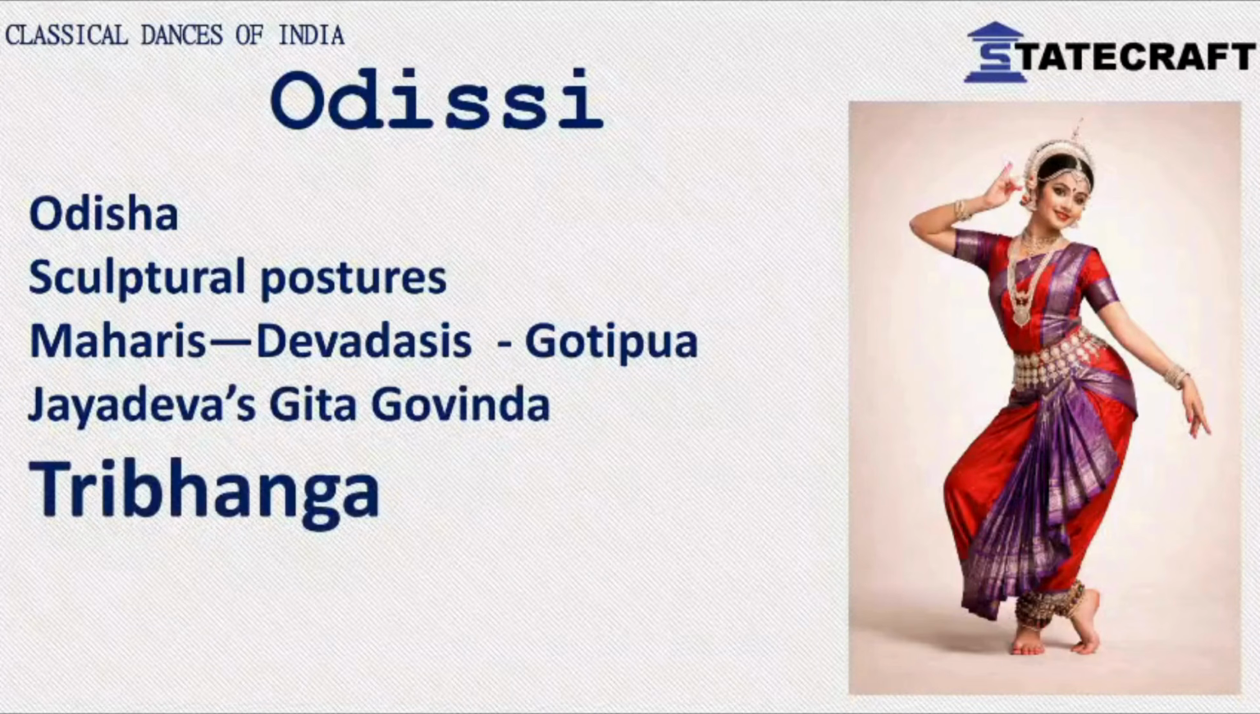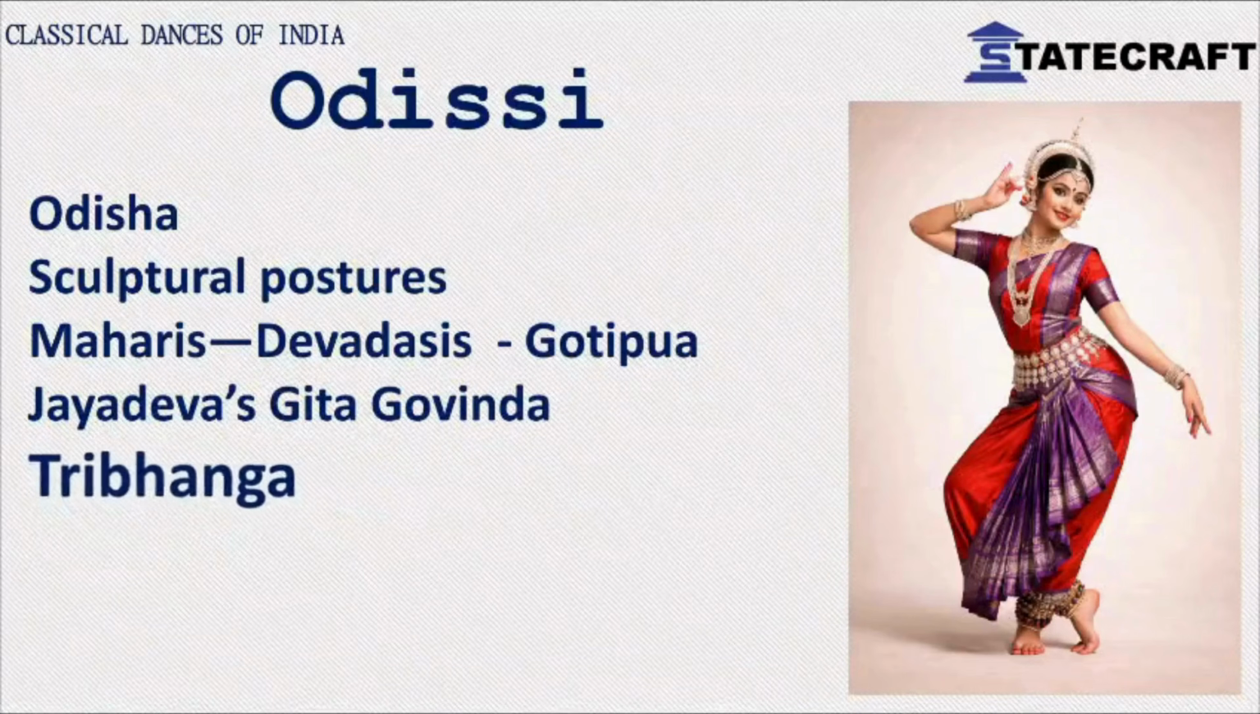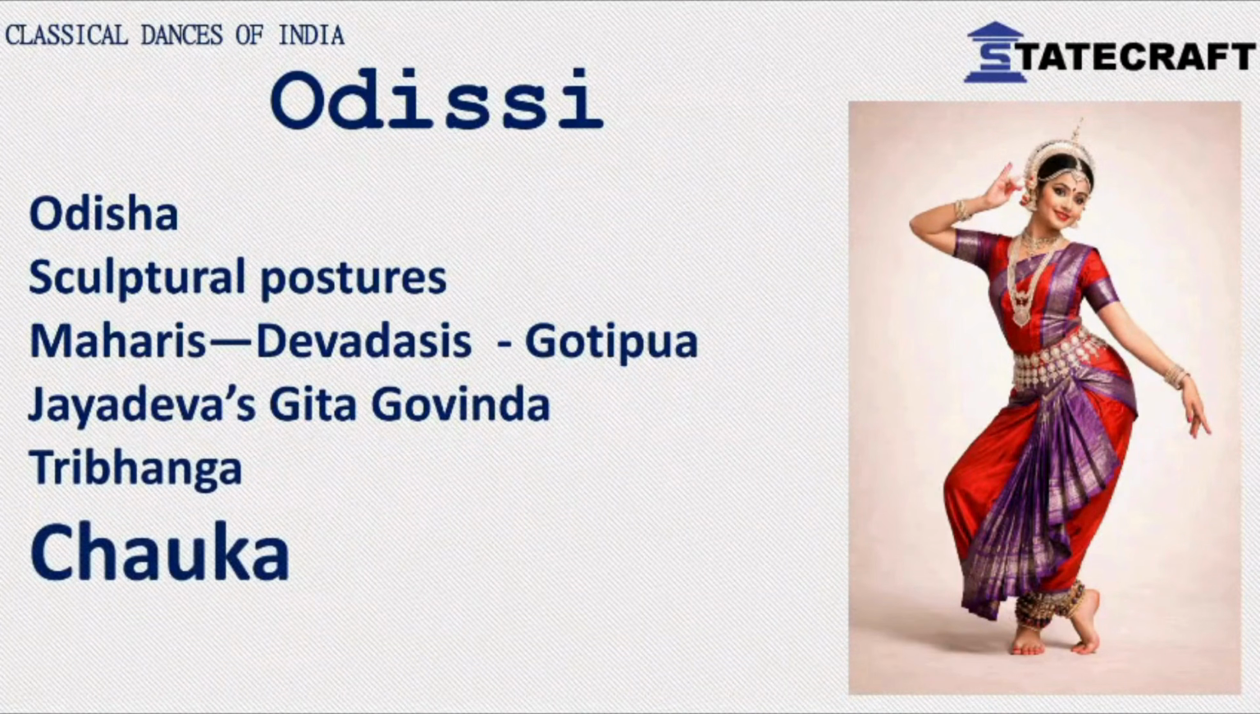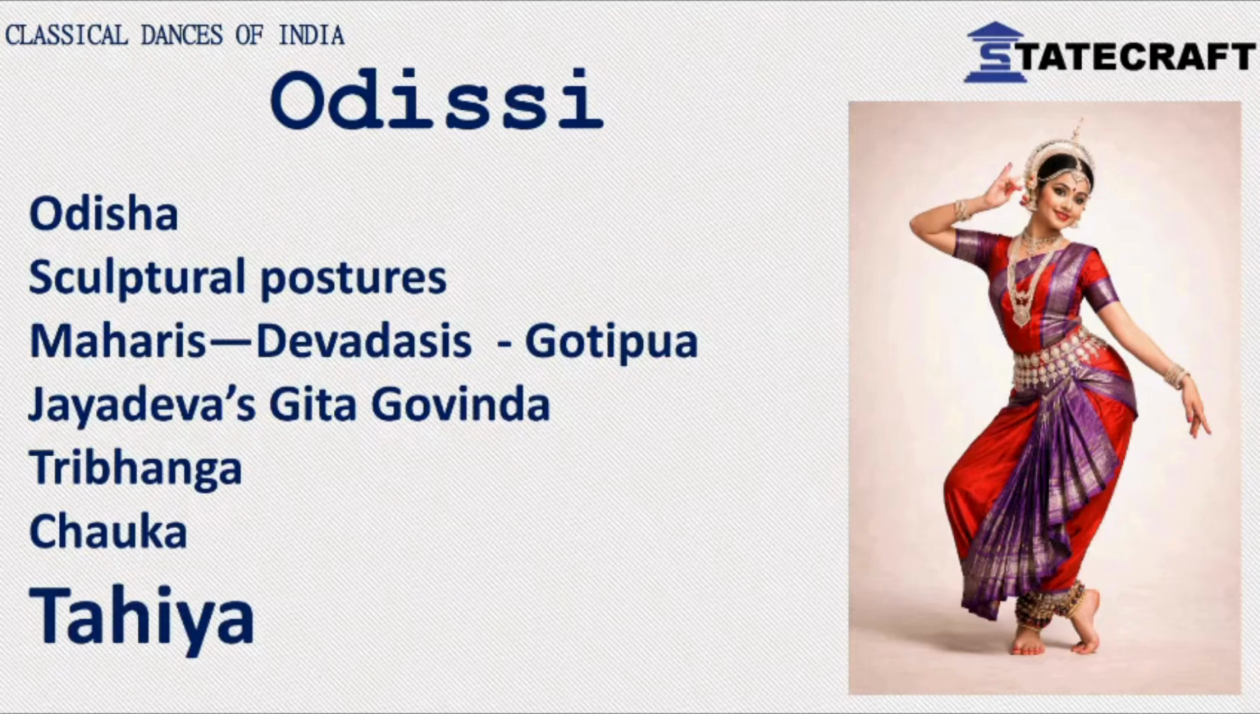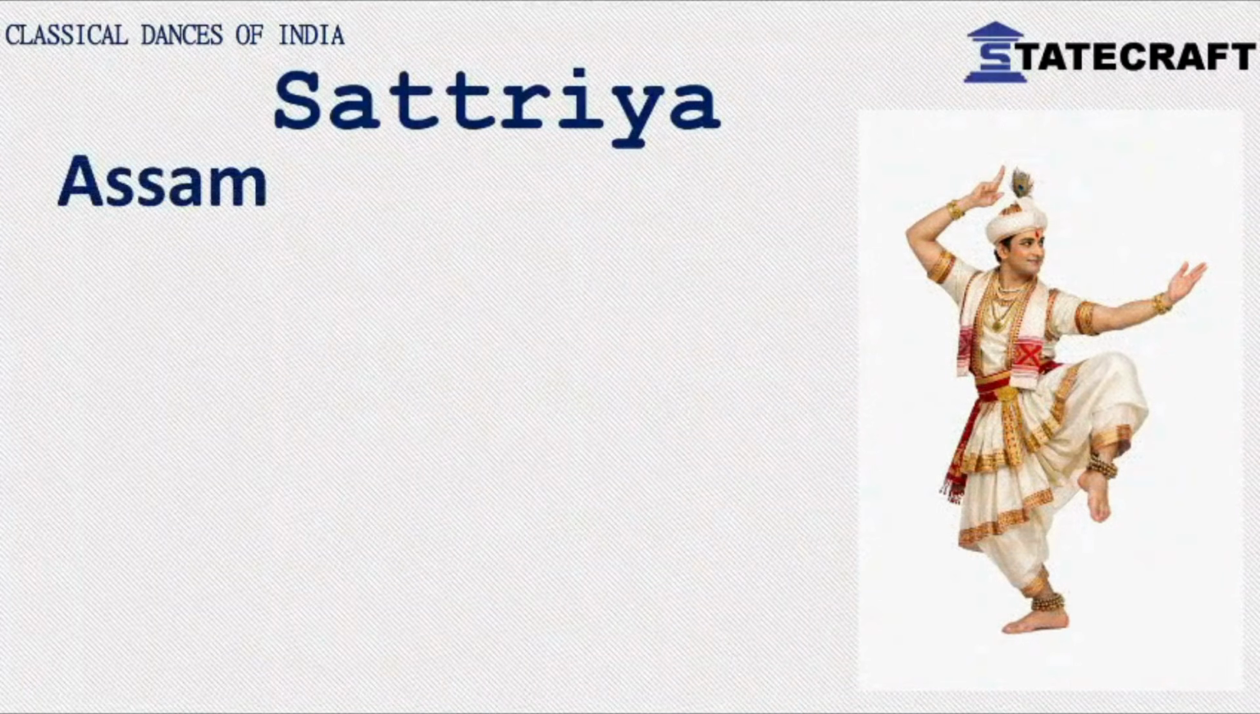One is Tribhanga, body bent at neck, torso, and knees. Next is Chauk, a pose which is square and of grounded stance. The elaborate head ornament worn by female Odissi dancers is known as Tahiya. Next, let us move to Satriya, a classical dance of Assam.